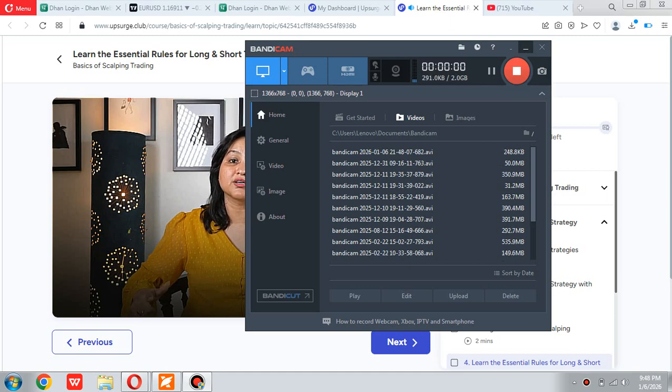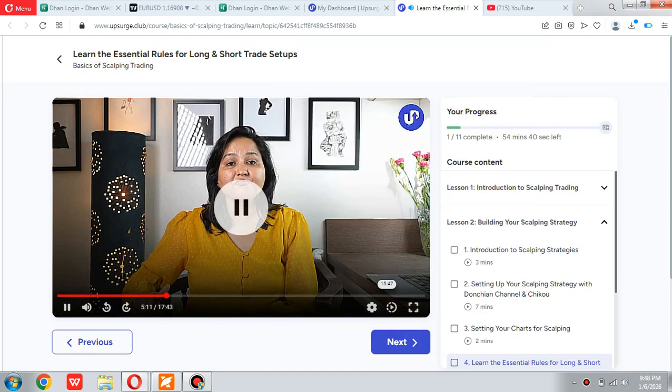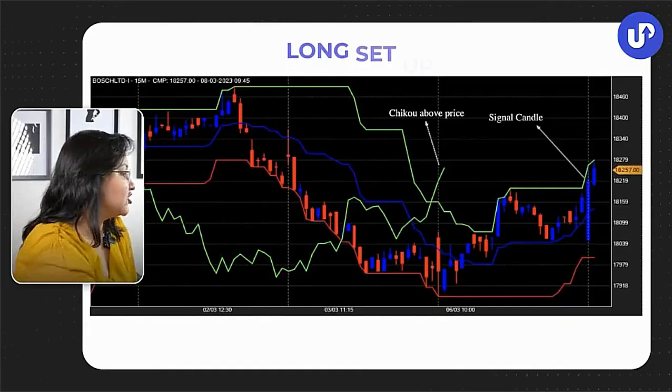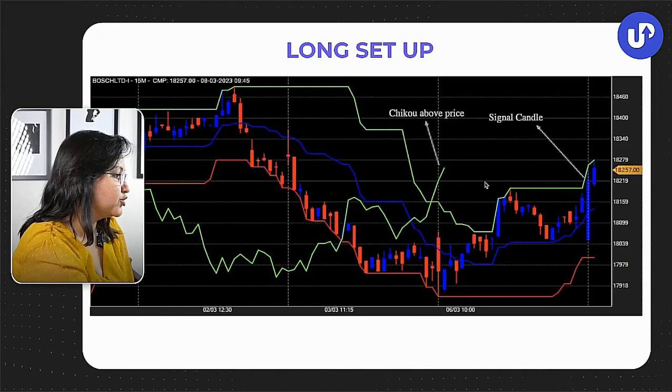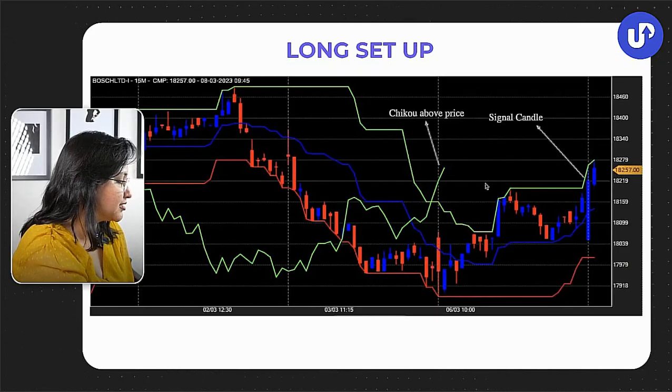Very important for a scalper, and to make profit consistently in this particular scalping system, it is very much possible, but only with set rules and set discipline. Alright, so let's look at some long setup. For long setup, we have two tools that we are using in this particular setup.